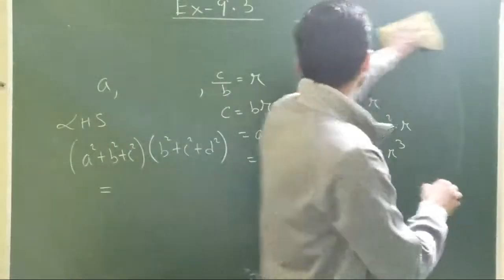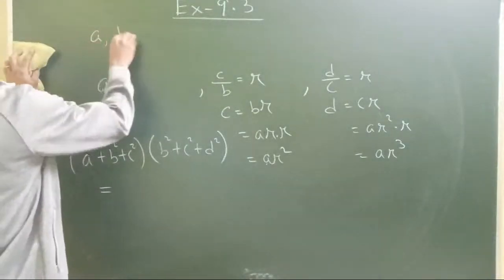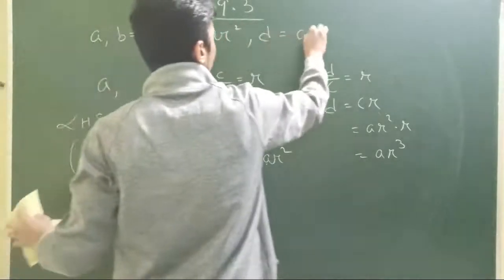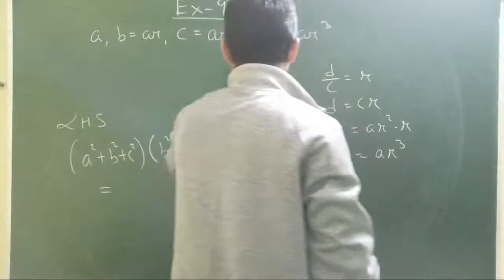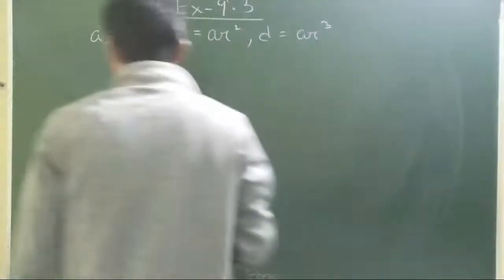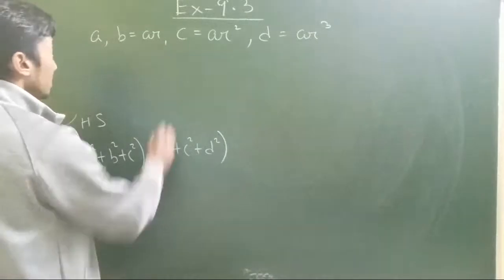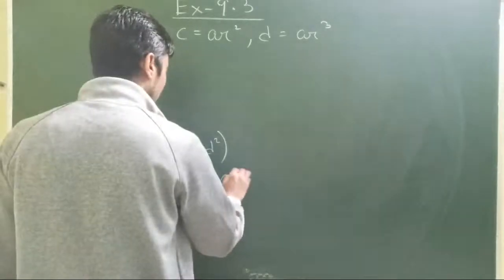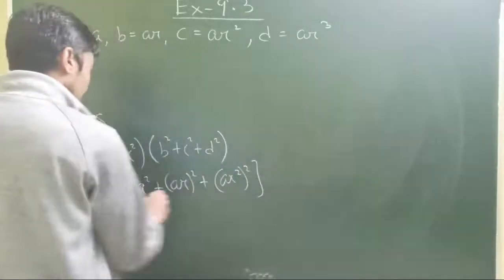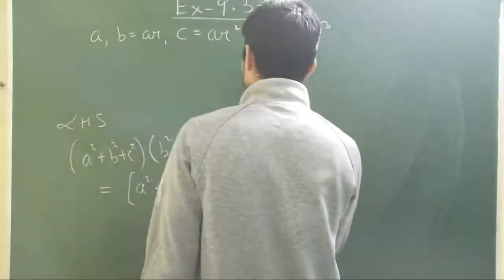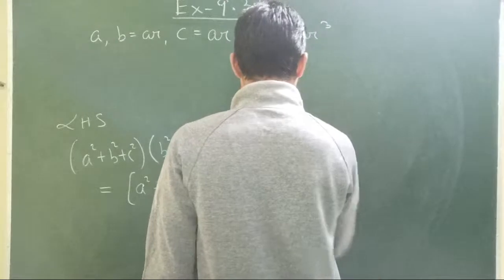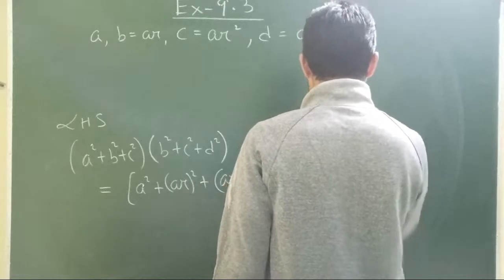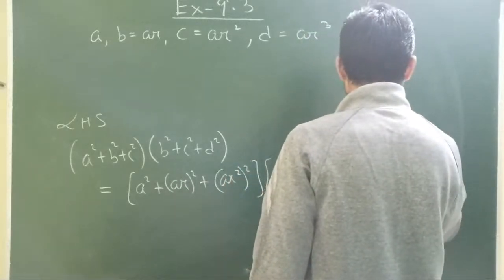I'm just writing it here so that I can save some space. I'll need those values, so I'll just write A, B was AR, C is AR square, and D is AR cube. So now substitute the values. A square plus B value, AR whole square, plus C value, AR square whole square. Again BCD: B value is AR whole square, C value AR square whole square, D value AR cube whole square.